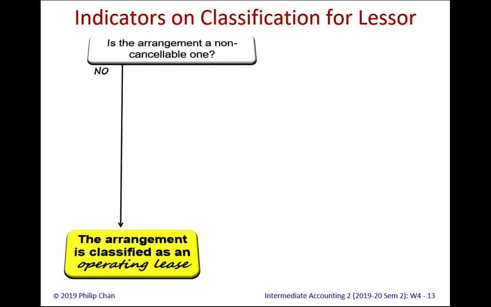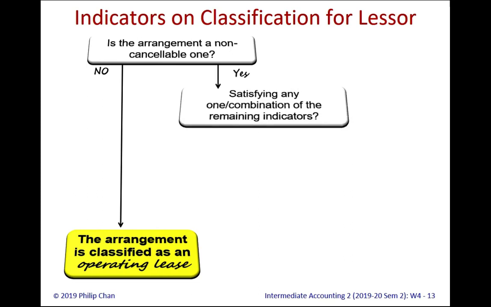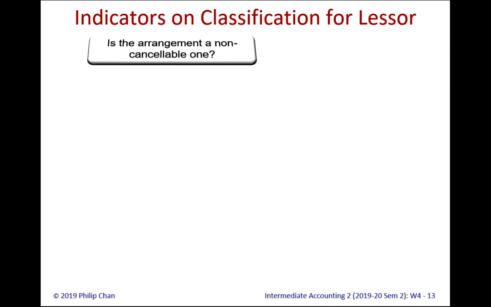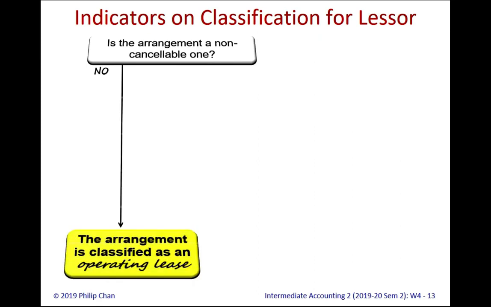Okay, or under that situation, if the lease is a non-cancelable lease, or it could be a cancelable one but it is under the 4 exceptional cases, then we would call them deemed non-cancelable lease. Then it is still satisfying indicator number 1. Just to recap once again: if the lease is cancelable, but not because of the 4 restrictions or special cases, then you can simply classify the lease as an operating lease straight away.